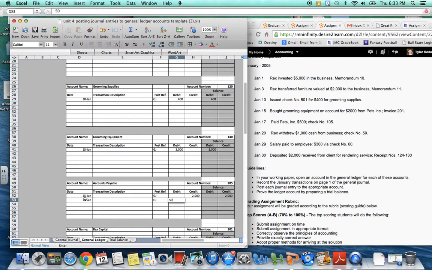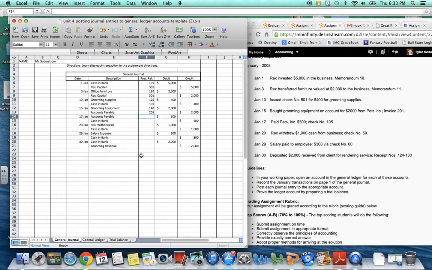And now I'm posting a $500 debit. So again, since I have a credit balance and I'm debiting it, this is going to decrease my balance. So my new balance now is $1,500 on the credit side. Go back to my general journal and post reference 205.